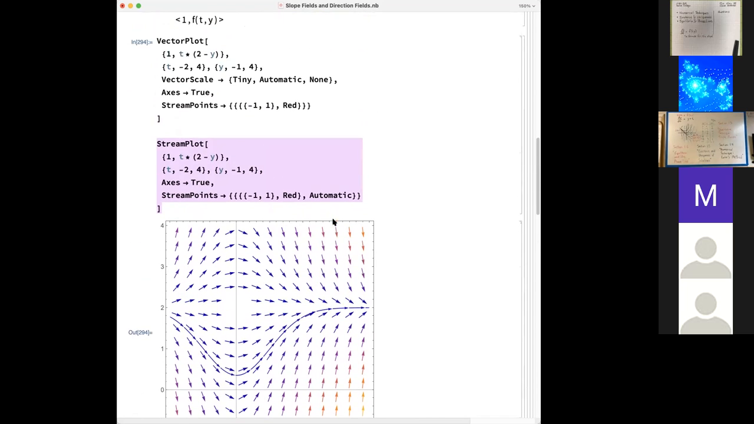Notice that in both cases, I wanted my solution through -1, 1 to be red. And that did not happen. So why did it not happen? And this is something I will explain to you in a second.